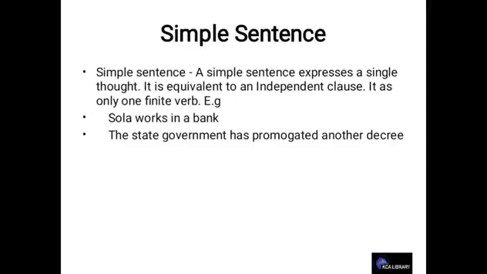So now we'll be looking at the structural classification of sentences, where we have, first, the simple sentence. A simple sentence is a type of sentence that expresses a single thought. It is equivalent to an independent clause. I believe we should know what independent clauses are by now, because we've done that in our previous module. A simple sentence has only one finite verb. For example, we have: Shola works in a bank. The state government has promulgated another decree. These are examples of simple sentences.